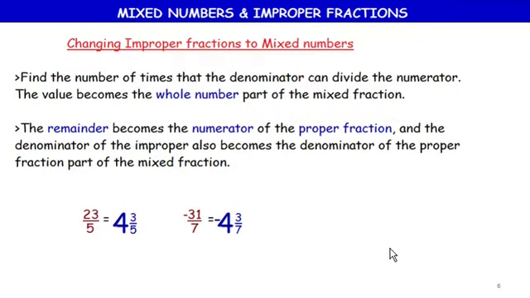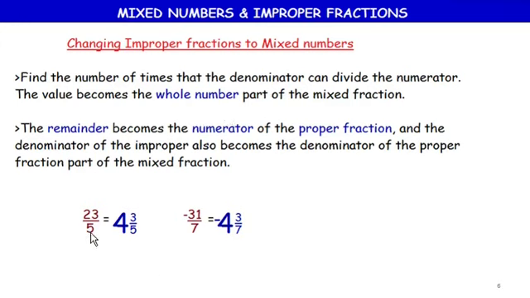Okay, let's look at the flip side of everything. So let's now move from improper to mixed, right? So let's take this example. We have 23 over 5. Assuming we are asked to convert 23 over 5 to a mixed number, how do we do it? Let's go through the following steps. The first thing is to find the number of times that the denominator can divide the numerator, and that value becomes the whole number part of the mixed fraction.